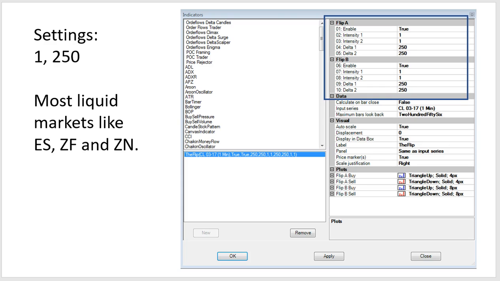Okay, so for more liquid markets, E-minis, 5 years, 10 years, start at 1 in 25, or sorry, 1 in 250 rather. So, 1 and 250, 1 and 250. So 1, 1, 250, 250.